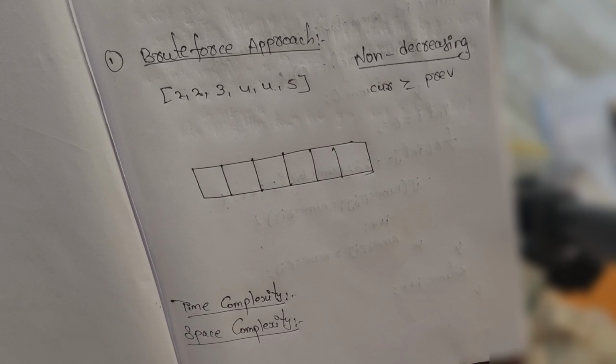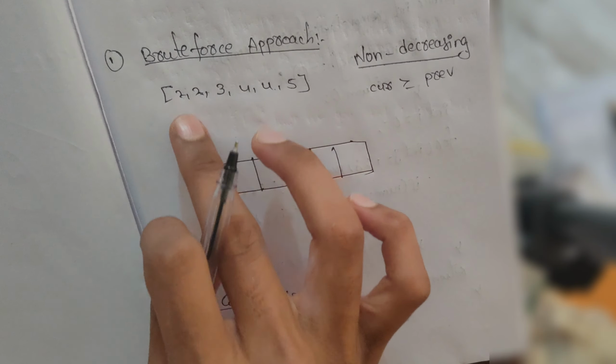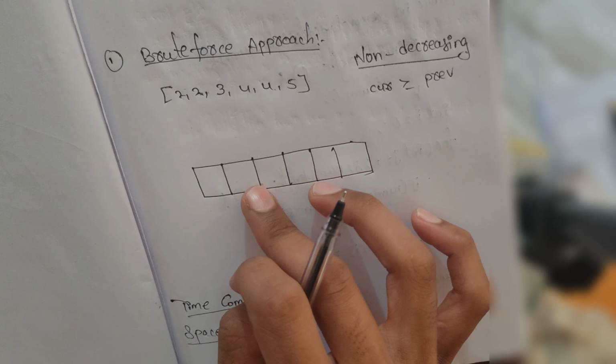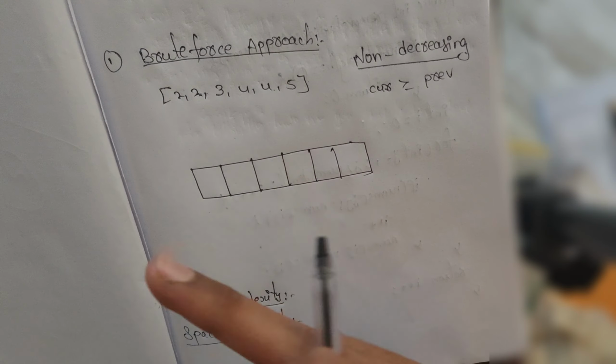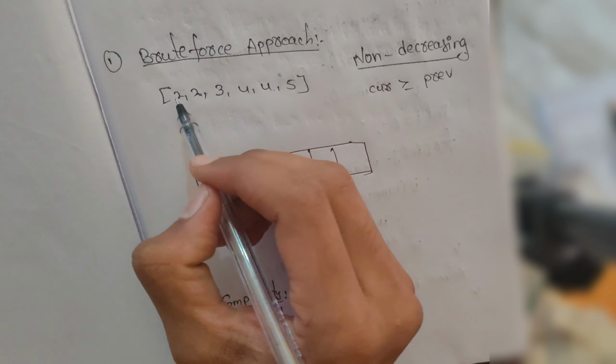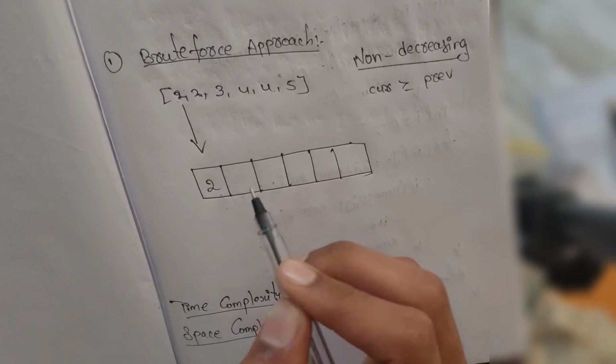So what I will do, simply, I will take one more extra array, then I will place only the unique elements in this array. Okay, now I think this is clear for you. And if an element is repeated twice, then I am not going to place the duplicated element in this array. Let us consider the starting element as the unique element. So I am placing 2 here.